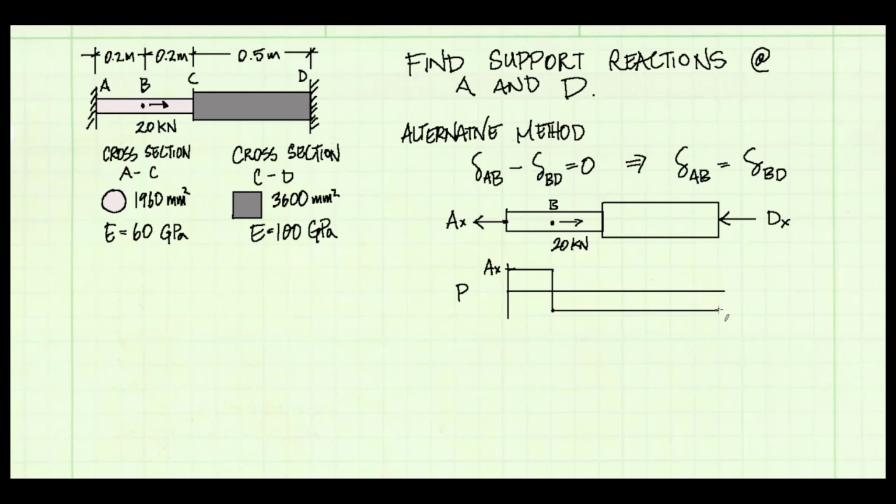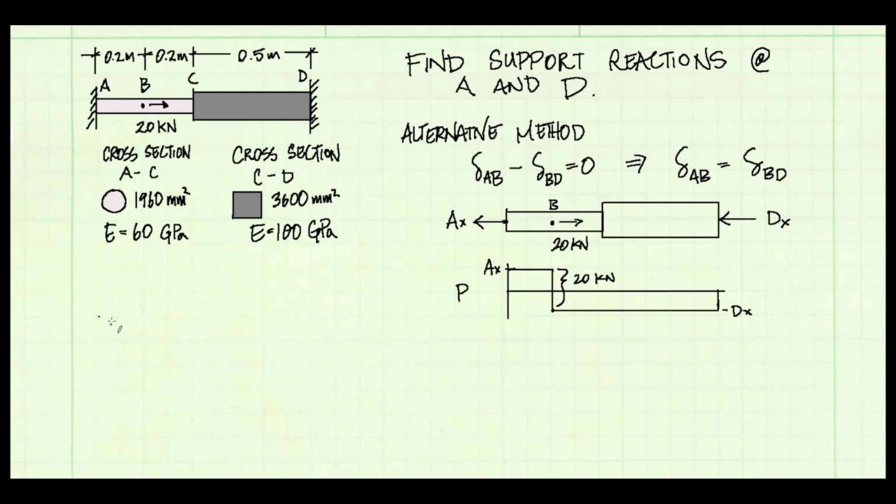And we can see that we're going to have to jump up by an amount dx. So this is equal to negative dx here. And this difference is 20 kilonewtons between the two. So we can see that in member AB, the internal force is AX. And in the members from B to D, the internal force will be dx in magnitude. So I'm going to use that information when I expand my compatibility equation.